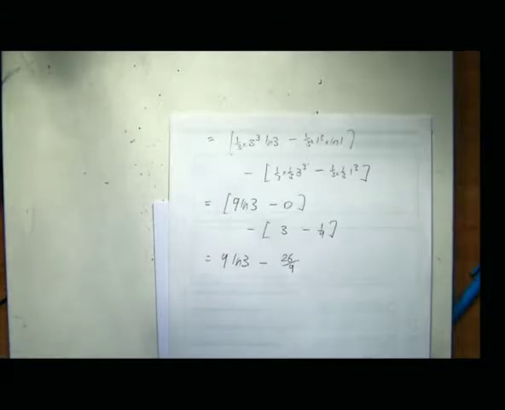I could at least try and figure out if it's positive or negative. ln 3 is more than 1, so 9 ln 3 is more than 9. 26 over 9 is less than 3, so yeah, it's positive. It's a good start. In economics, you want to know whether things are positive or negative. It usually means whether it's a profit or a loss.